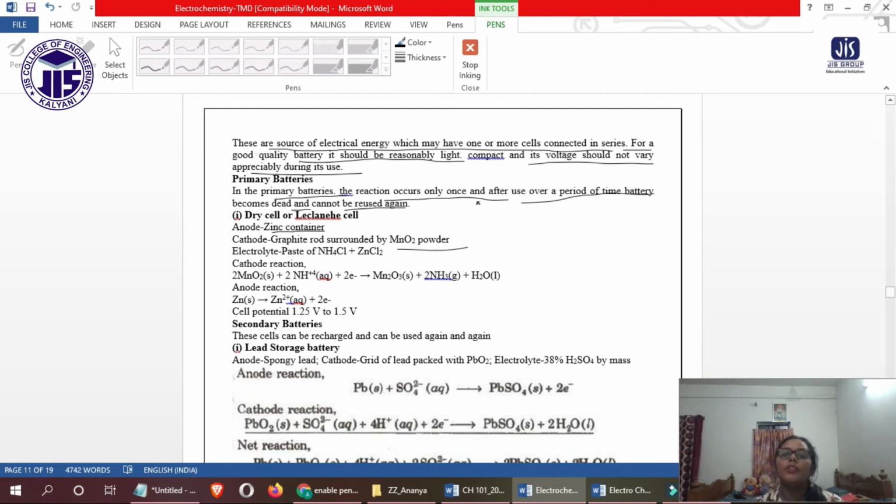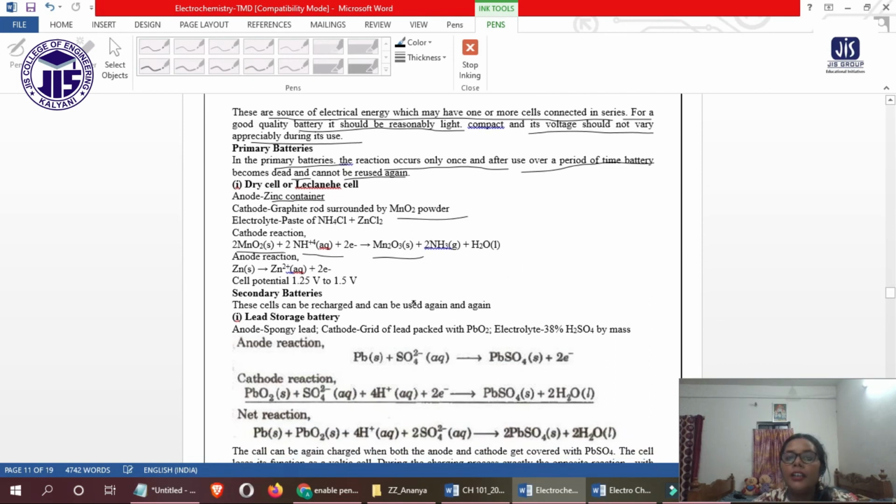Now, what is the reaction we have at the cathode? Cathode means the reduction reaction. So what will happen: the MnO2, manganese dioxide, will react with NH4 plus and 2 electrons, and it will form Mn2O3, and ammonia gas will be evolved and a water molecule will also form. Anode reaction, the oxidation reaction: again we have zinc. Zinc will release electrons and form the zinc 2 plus ion. This is the total reaction of the primary battery.